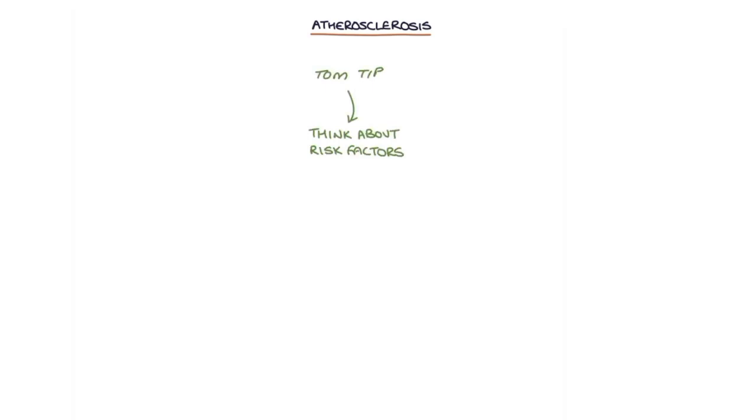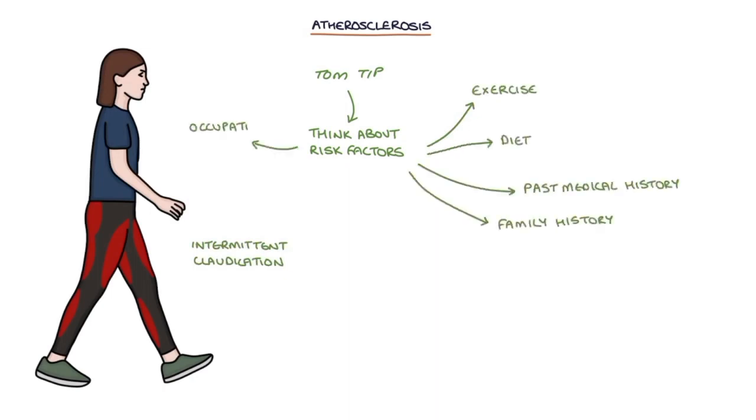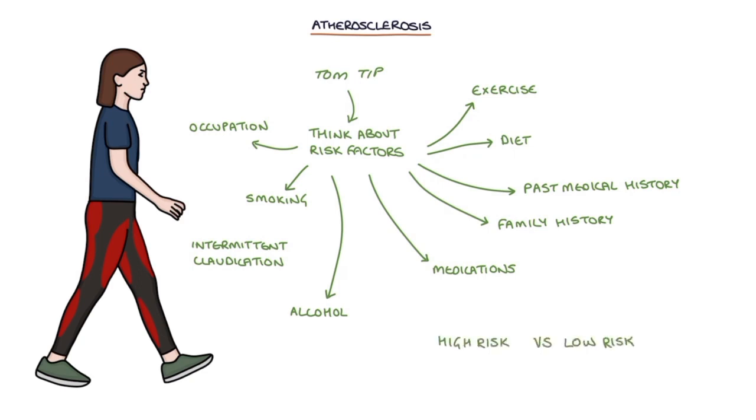A Tom tip for you: think about the risk factors when you're taking a history from someone with suspected atherosclerotic disease, such as someone presenting with intermittent claudication. Ask about their exercise, diet, past medical history, family history, occupation, smoking, alcohol intake, and medications. This will help you perform well in exams and when you're presenting to seniors, as you'll be able to classify them as high risk or low risk for having the condition that you're suspecting.